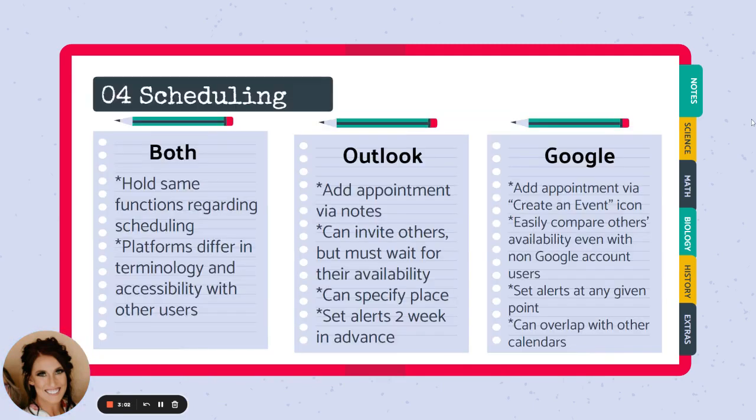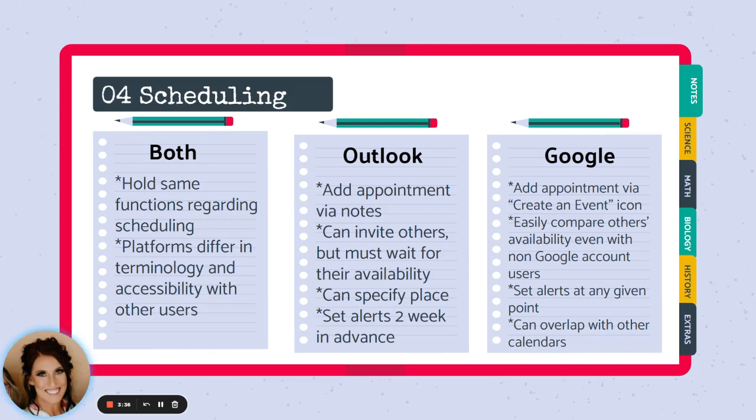And then number 4 is scheduling. So both of them hold pretty much the same functions regarding scheduling. The platforms do differ in terminology with accessibility with other users. Within Outlook, you can add appointments via the notes option. You can invite others, but you have to wait for their availability. So it's not as easy to invite others and to see if they can be added as easily as within Google. You can also specify a place, but you can only set alerts 2 weeks in advance.